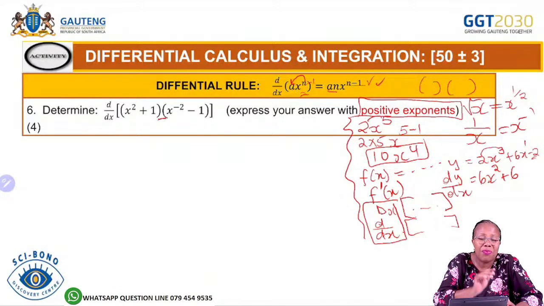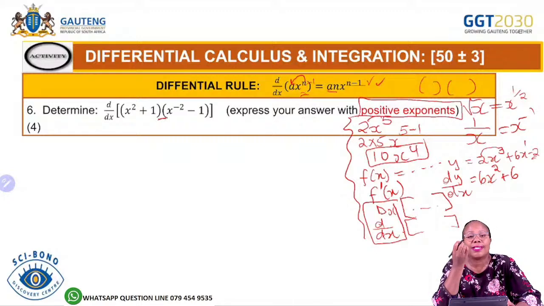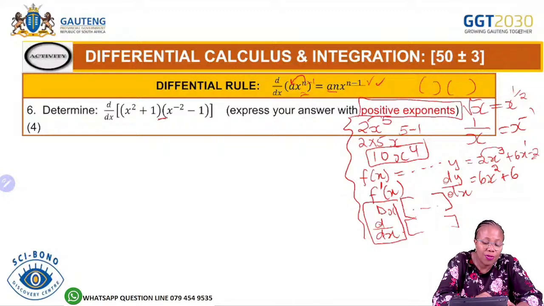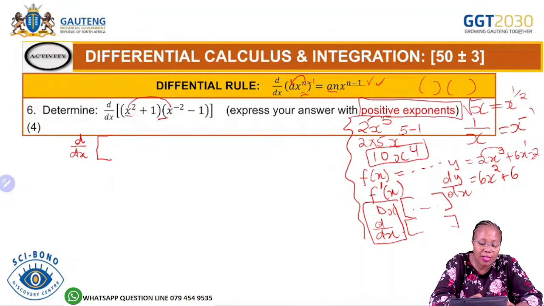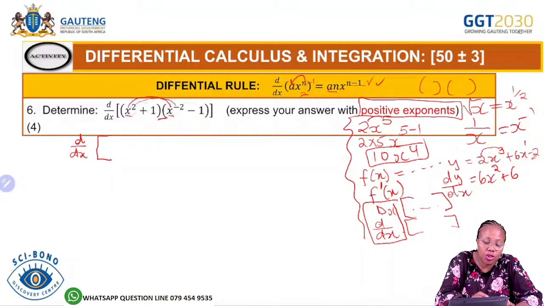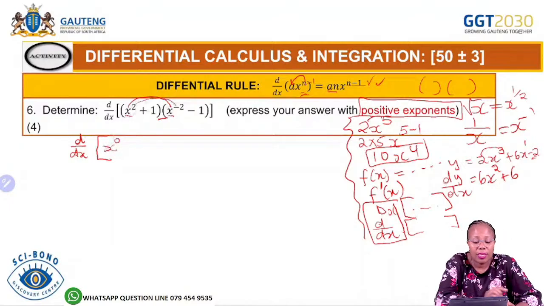Okay. Because we are busy simplifying, we have not yet started with the derivative. We will still put that notation d/dx, our bracket. So we will be multiplying x to the power 2 multiplied by x to the power minus 2. Remember, we are multiplying the same base, therefore we will add the exponents. It will be 2 minus 2, which is 0. That means it will be x to the power 0 for that one. And then the second one is x squared times minus 1. That will be minus x squared.